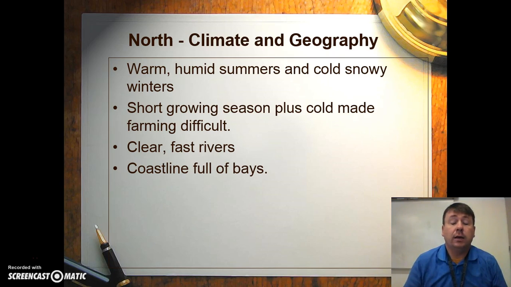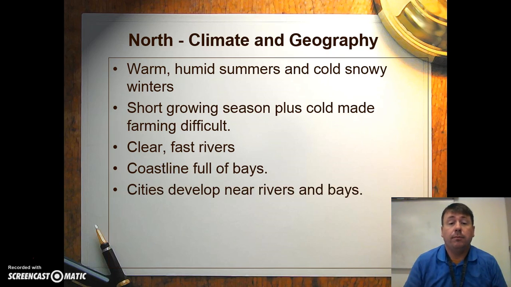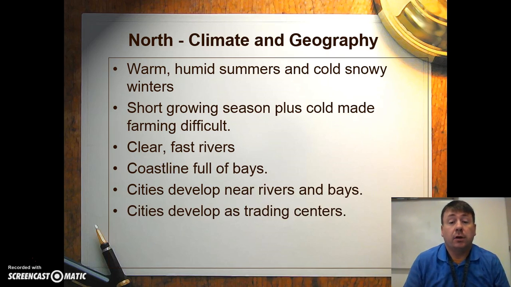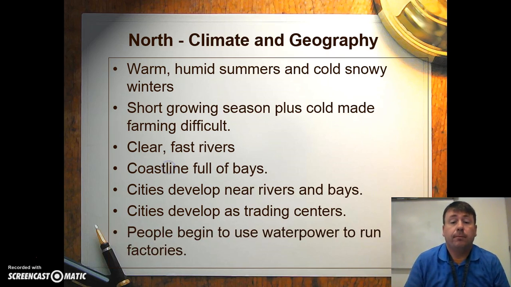The North also had lots of coastline that were full of bays, so they were able to basically create their navy and have a strong navy. Most of the cities in the North developed near rivers and bays because of the hydroelectric power they could generate from the water. Cities in the North developed as trading centers, so people came there to basically sell and buy goods. And people began to use water power to run factories in the North.